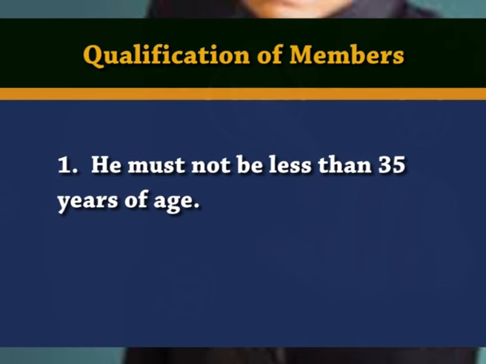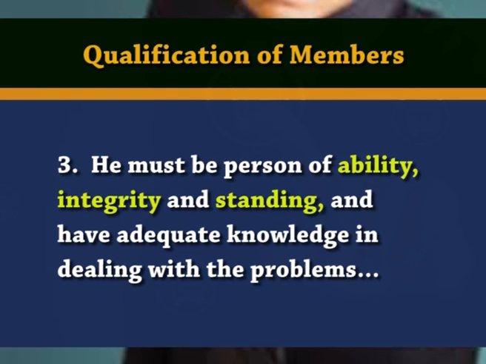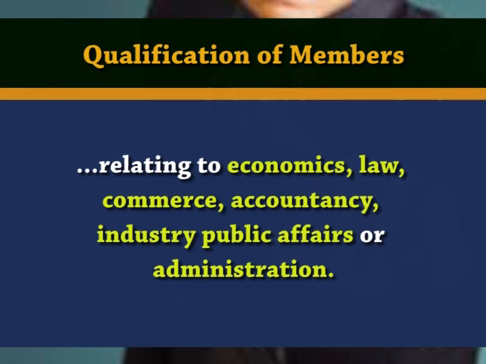Then we will discuss qualifications of the member of the State Commission. The member of the State Commission must have the following qualifications. The very first is that he must not be less than 35 years of age. He must possess a bachelor's degree from a recognized university. He must be a person of ability, integrity and standing and have adequate knowledge in dealing with the problems relating to economics, law, commerce, accountancy, industry, public affairs or administration.